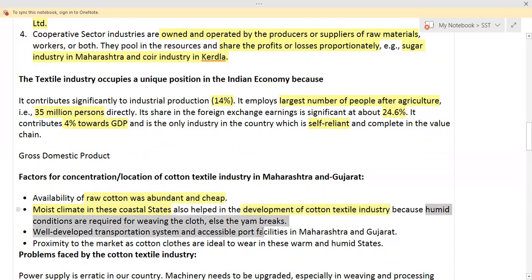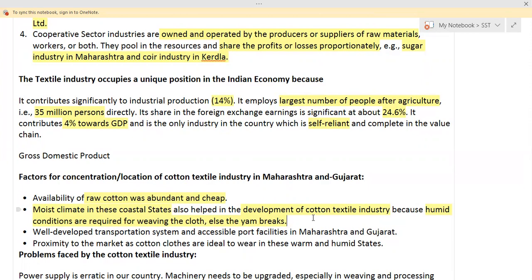Because humid conditions are well required for weaving the cloth, as the yarn breaks otherwise. So humid condition is very much required for weaving of cloth, and it is available in these coastal states, and hence it's well suited for development of cotton textile industries.